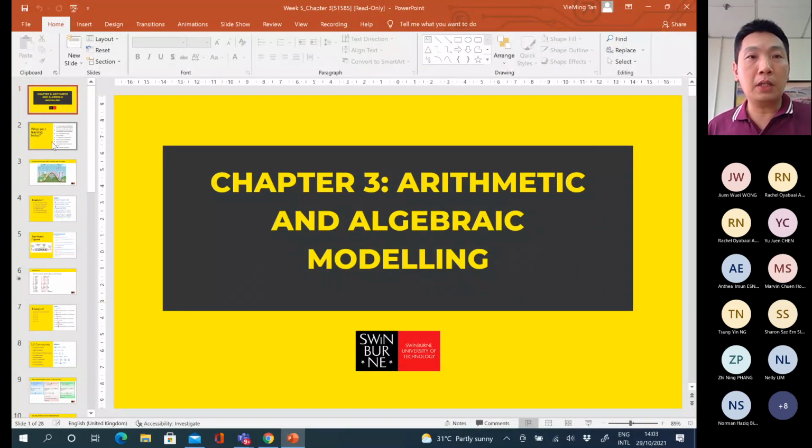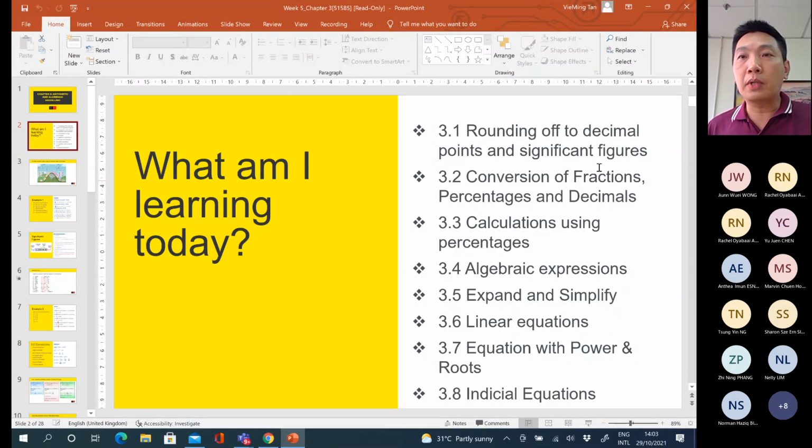Today, generally, we are going to study how to round decimal numbers into either the unit level, 100, 1,000, or decimal places. We are also going to learn how to round a number into significant figures. Next, we are going to learn how to convert a fraction into a percentage and into a decimal, and vice versa. Then we will apply what we have learned in percentage to business scenarios in part 3. And part 4 is some basic algebra expressions.